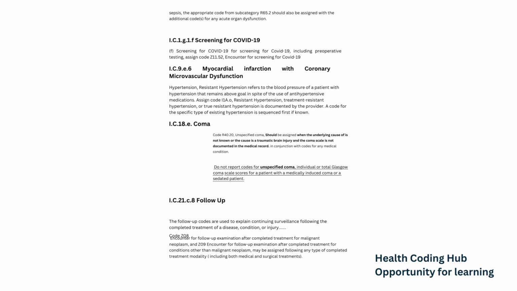Resistant hypertension is when the patient's blood pressure remains high despite taking medication. If you encounter this condition, you should use the code I1A.0. However, keep in mind this code is an additional one, and we must first use the specific type of existing hypertension code before adding I1A.0 for resistant hypertension.